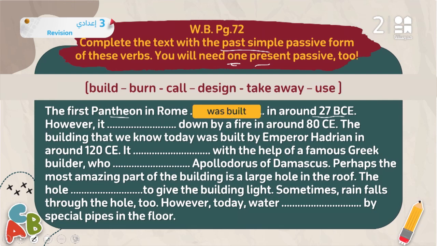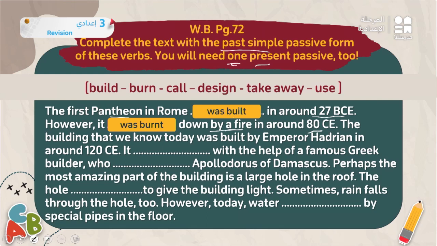However, it ___ down by a fire in around 80 CE. By a fire, meaning it was burned by the fire. So I need a verb that is suitable with fire, so burn. Again I'm still in the past because this is a date in the past, so I am going to use the verb burn in the past simple passive. It was burned or it was burnt.